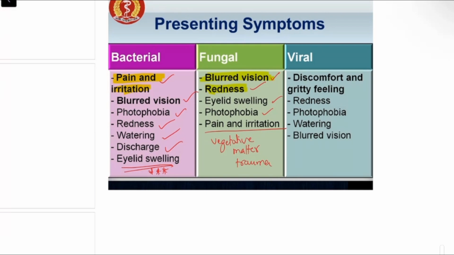And in viral corneal ulcer, discomfort and gritty feeling will be more, along with redness, photophobia, watering and blurred vision. So basically symptoms are more, but based on the order of arrangement you can try to differentiate whether it is bacterial, fungal or viral.